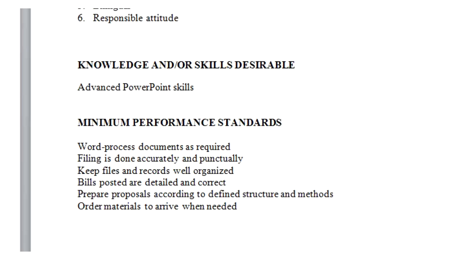So word processed documents is required. That's not very measurable, mind you. Filing is done accurately and punctually. So that's something that's more observable, more measurable, the way it's defined here. Keep files and records well organized. That's easy to check. Bills posted are detailed and correct. The bookkeeper will know if this person is helping them with postings, how well it's being done. So that's good to get feedback from the bookkeeper.